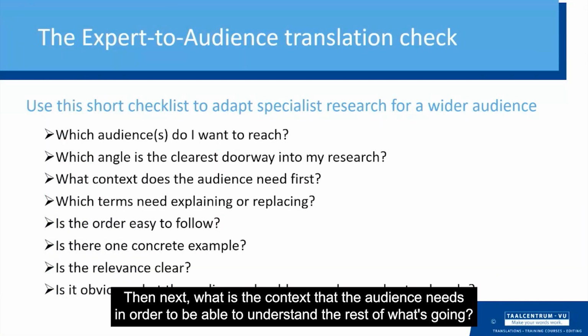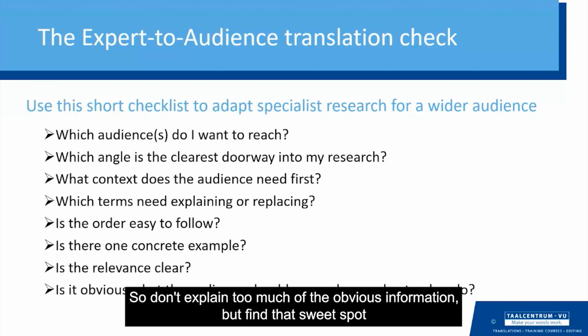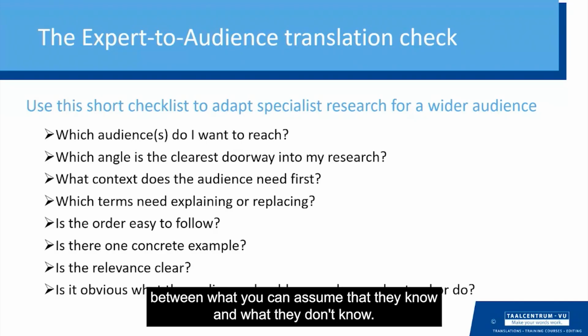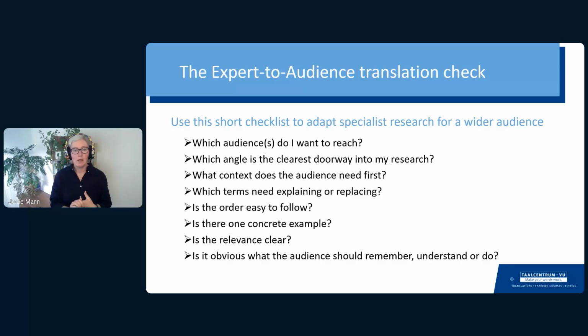Then next, what is the context that the audience needs in order to be able to understand the rest of your story? What can you already assume that they know? And remember, again, we're not dumbing it down, so don't explain too much of the obvious information, but find that sweet spot between what you can assume that they know and what they don't know.